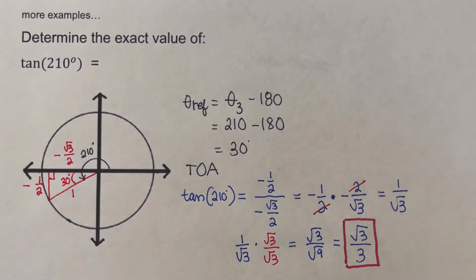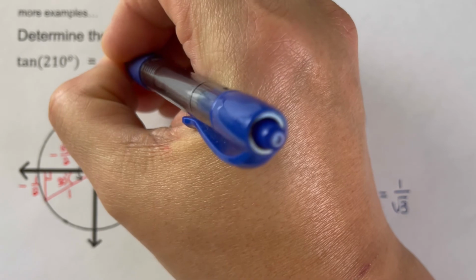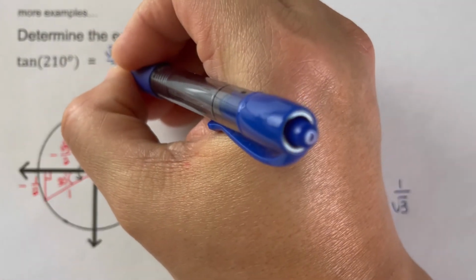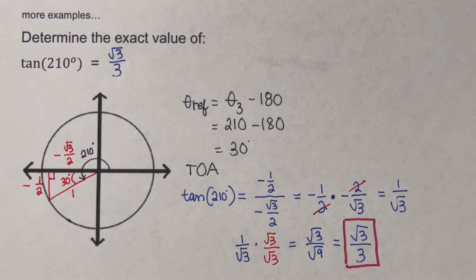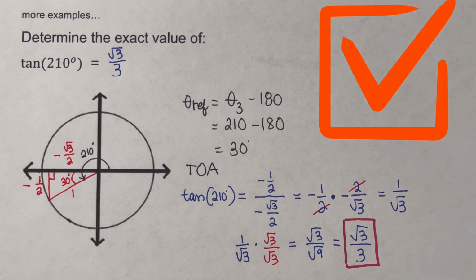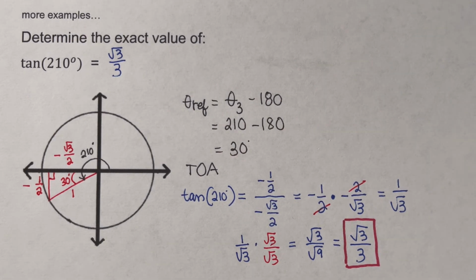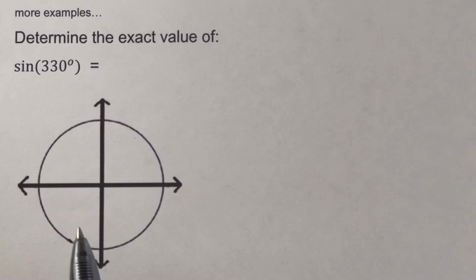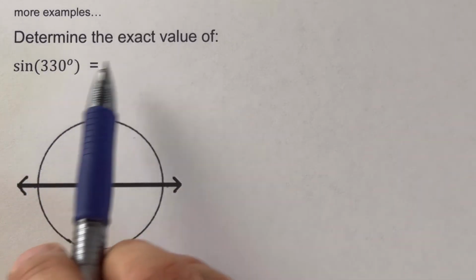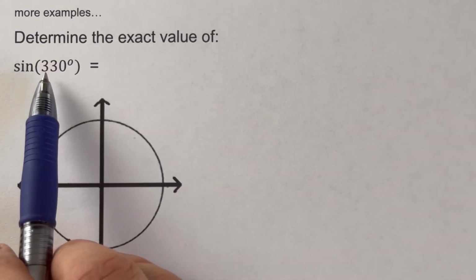So I'm just going to write that up here. So that is square root of 3 over 3. Did you get the same answer as this? Good. Perfect. Now let's move on to the next problem right here. In this problem, we're supposed to determine the exact value of sine 330.